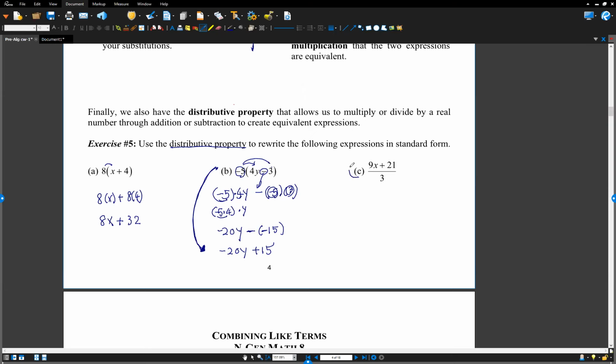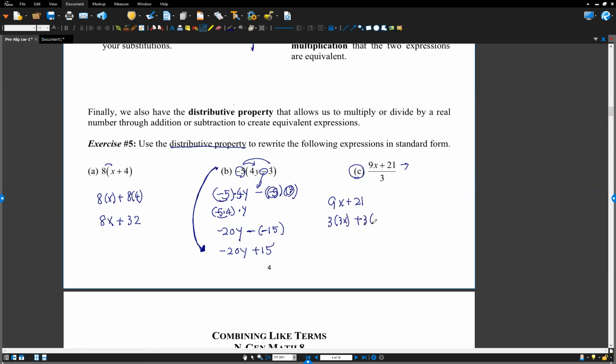Now the next one: how to simplify this one using the distributive property? To simplify this one, how can you find it with the distributive property? We have a common factor. This 9 and this 21 are divisible by 3, right? 9x plus 21, you can try this one. 9x is 3 times 3x.